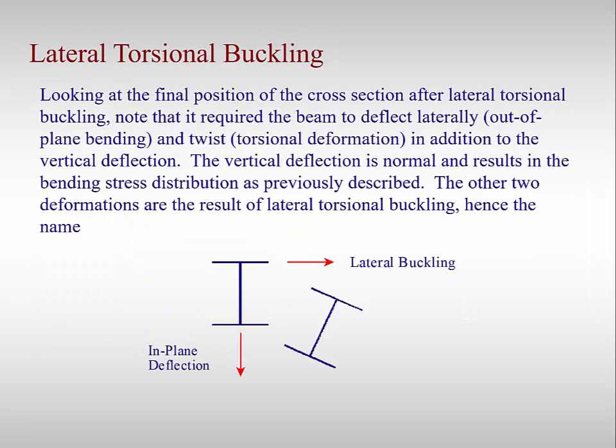As the compression flange buckles laterally, it will try to bring the rest of the cross-section with it. However, the bottom flange is in tension, which means it is very stiff and has no desire to go along with the top flange. As a consequence, the entire cross-section will also twist, hence the name lateral torsional buckling. Note the vertical deflection of the cross-section is the normal deflection expected under gravity loads.